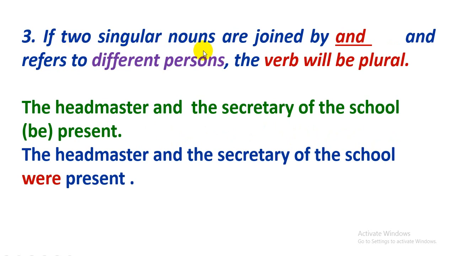If two singular nouns are joined by and refers to different persons, the verb will be plural. Example, the headmaster and the secretary of the school be present. Here, the headmaster and the secretary are two different persons. So, the verb will be plural. The headmaster and the secretary of the school were present.